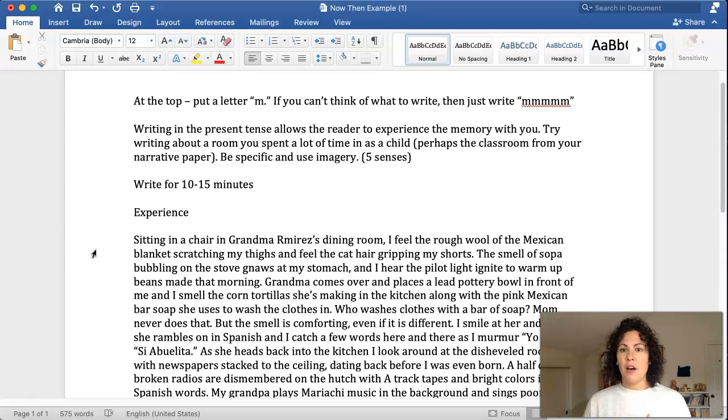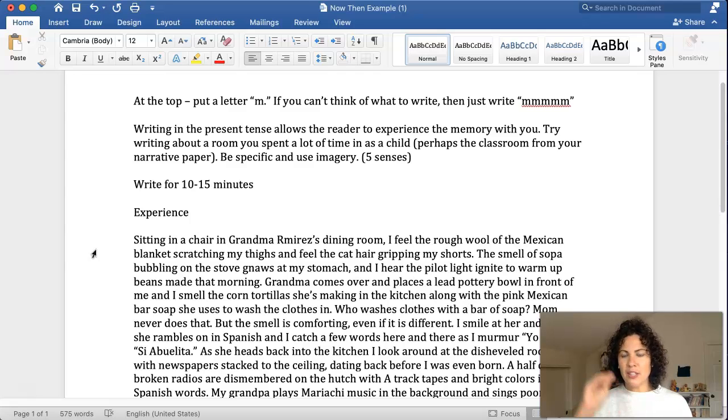At the top of your page, and I encourage you to handwrite this. I did mine typing just because it's easier to view it with you this way. But handwriting sometimes allows us to be more creative, so if you're able to do that, that would be great. If you prefer to type, I'm not there to tell you what to do.